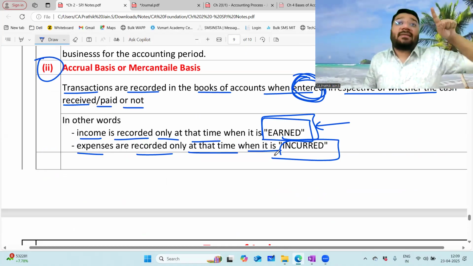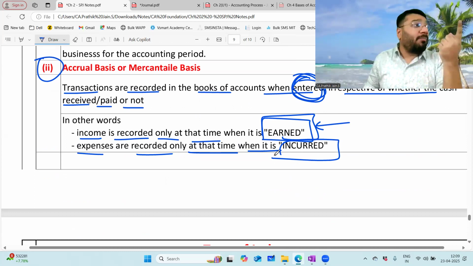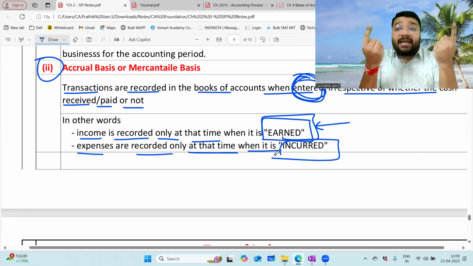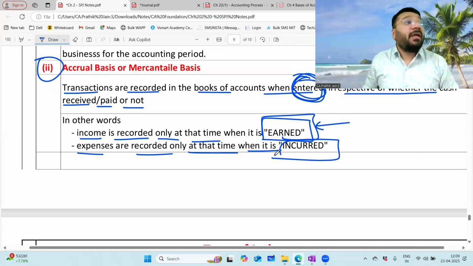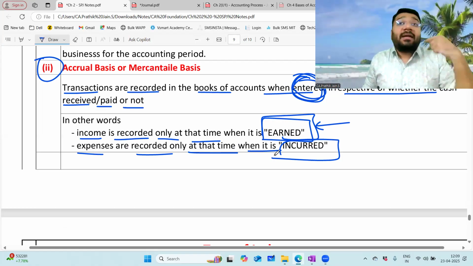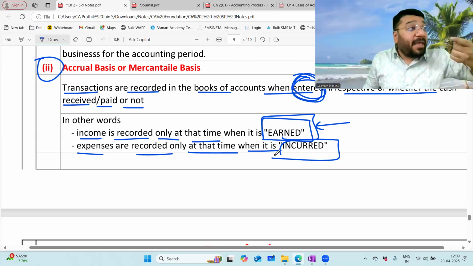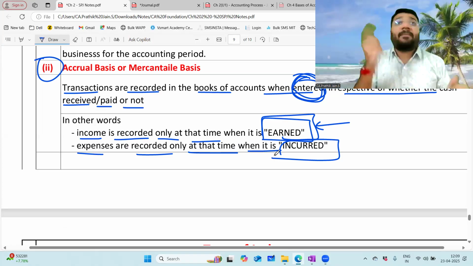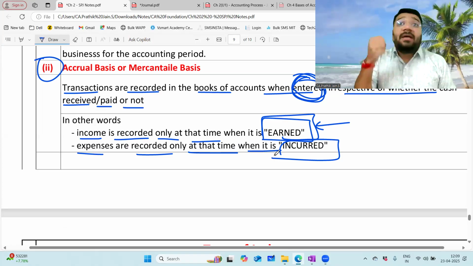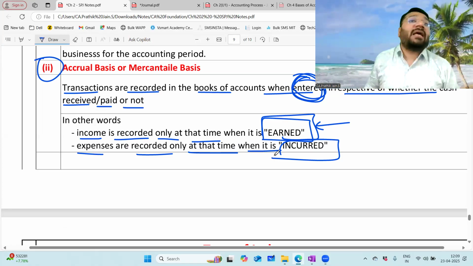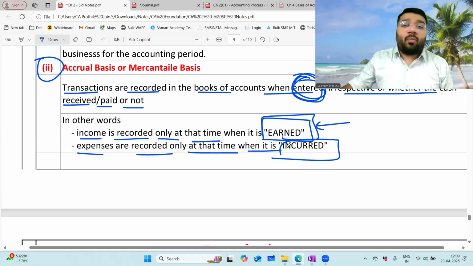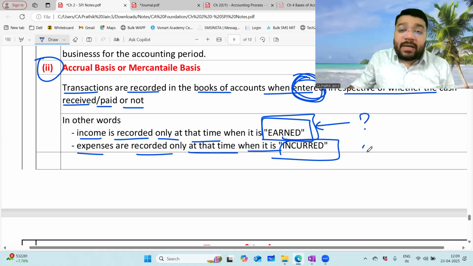For cash basis, receiving money is the criteria to record income. In accrual basis, earning the income is the criteria to record your income. In cash basis, what is the criteria to record your expenses? Paying is the criteria to record your expenses. In accrual basis, incurring is the criteria to record your expenses. Now, your doubt will be, sir, what is the meaning of income earned? What is the meaning of expense incurred?